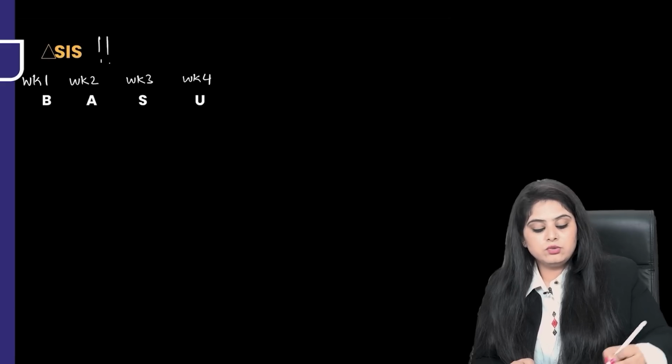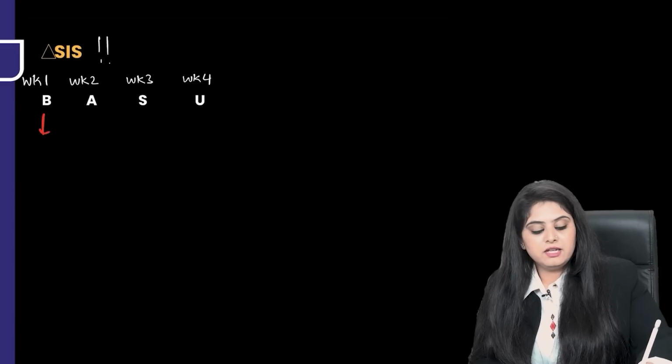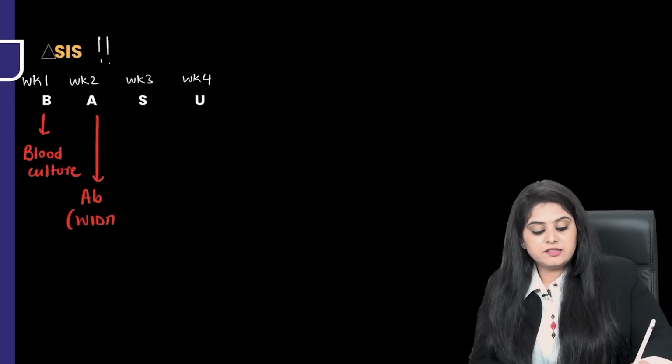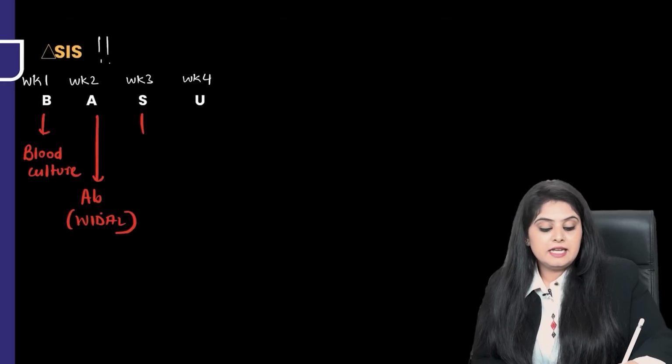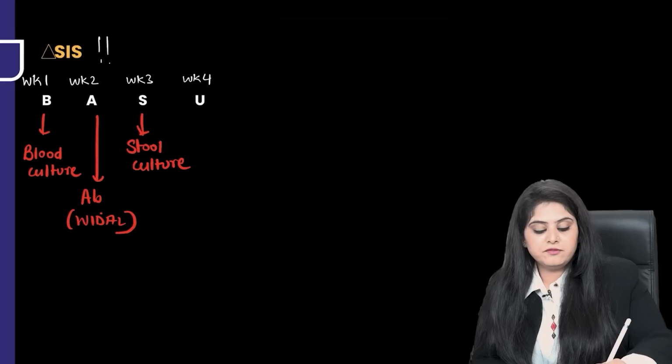There's a very, very famous mnemonic called BASU. How have we divided BASU? That is depending on which week the patient has come to you. Week 1, 2, 3, 4. So please note, in week 1, you would prefer to do a blood culture. In week 2, you would want to do an antibody test. An antibody test is known as a Vidal test. In week 3, you would want to do a stool culture. And in week 4, you will want to do a urine culture.